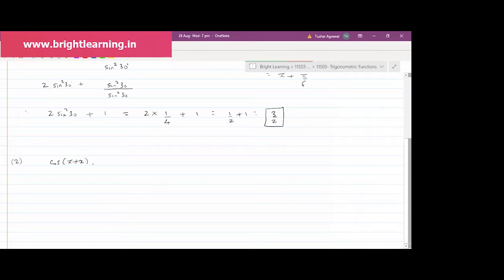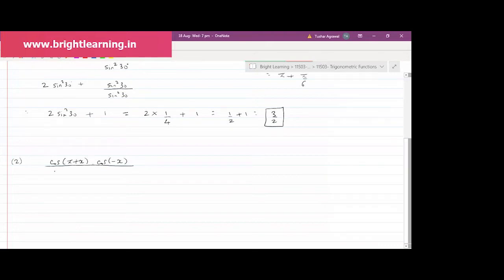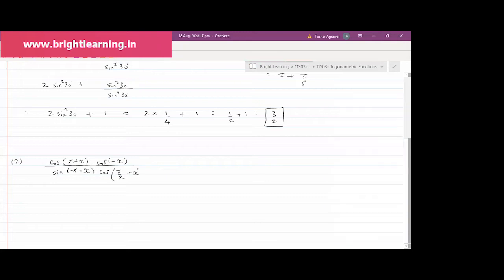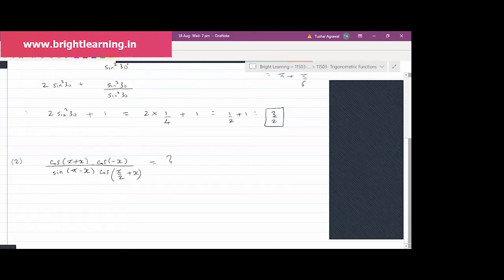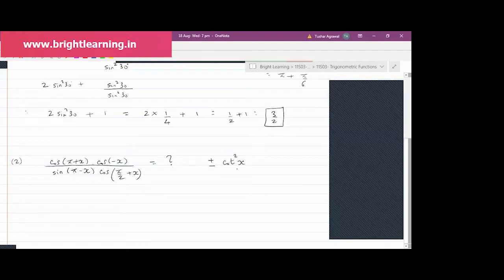Cos of pi plus x into cos of minus x upon sine of pi minus x into cos of pi by 2 plus x is equal to question mark. And your options are plus or minus cot square x. These are two options.